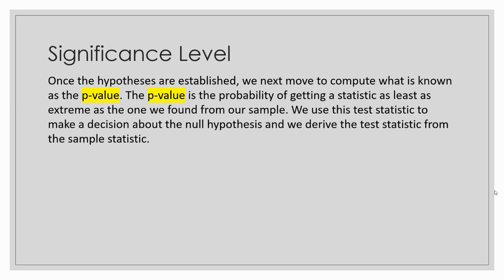So what is a p-value? Well, simply a p-value is a probability that we get a statistic that is as extreme as the one we found in our sample. Now, we use something called a test statistic to make a decision about the null hypothesis, and we derive the test statistic from the sample statistic. Okay, that's a mouthful. What is this saying? Very simply put, the test statistic is a z-score. That's it. Okay, that's your main takeaway here. What is a test statistic? It's a fancy name for a z-score.